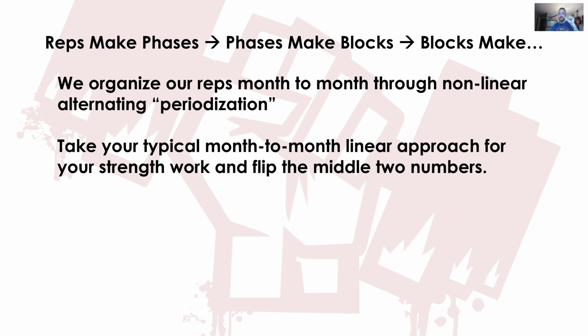And the way that it works is you take your typical month-to-month linear approach for your strength work and you flip the middle two numbers. So what I mean is maybe someone was going to do goblet squats, and for a month they were going to do 8 reps, then for a month 6 reps, then for a month 4 reps, then for a month 3 reps, and they were going to keep bumping up the weight on their goblet squat, maybe to the point where they overcome the kettlebell and they need to go to a barbell, right? But that would be your typical linear approach. The weights keep going up, the reps keep coming down.